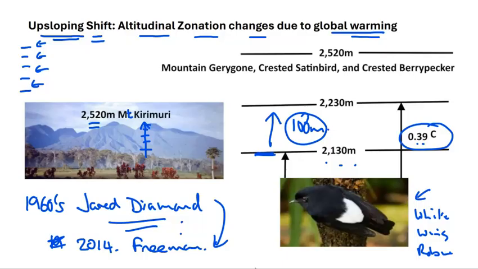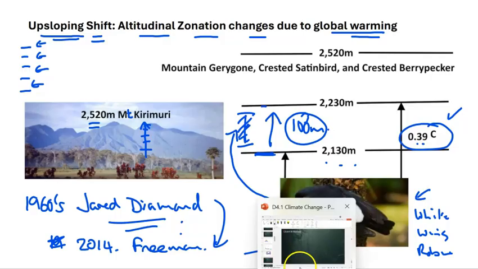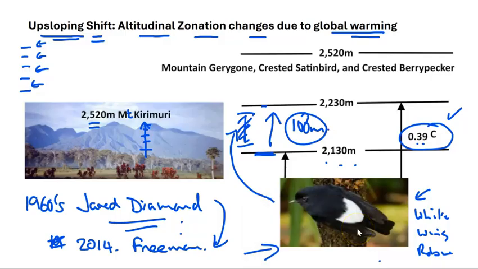And so what's happened is that the increase in the temperature has modified the habitat at this altitude such that the white-winged robin is able to extend its niche occupation to a higher altitude, and possibly comes under stress at lower altitudes as they have become too warm. So this is a phenomenon called upsloping shift.